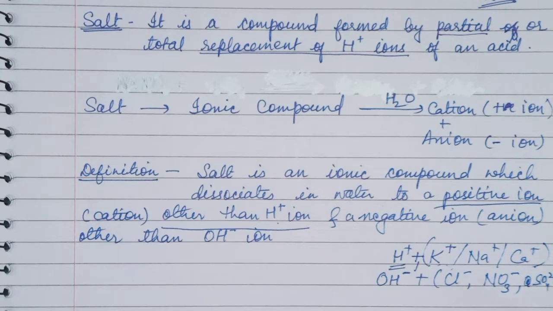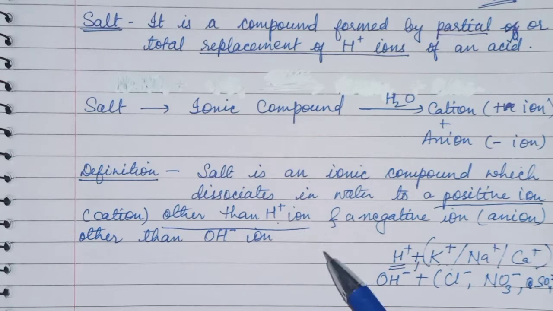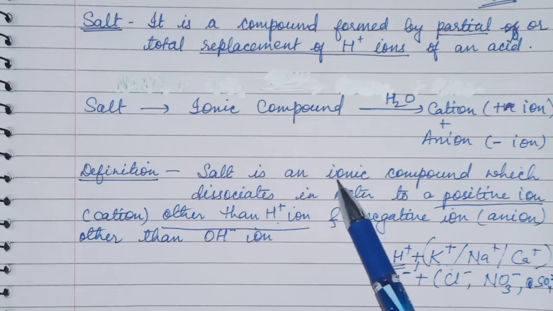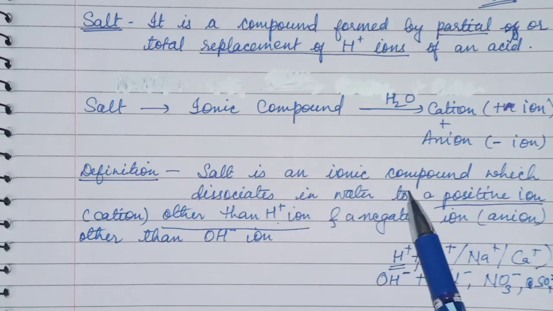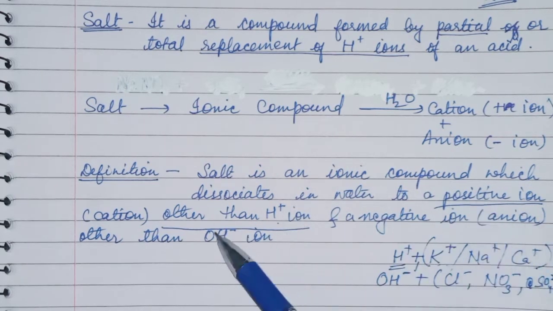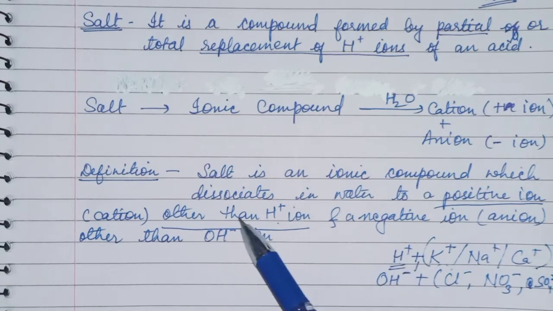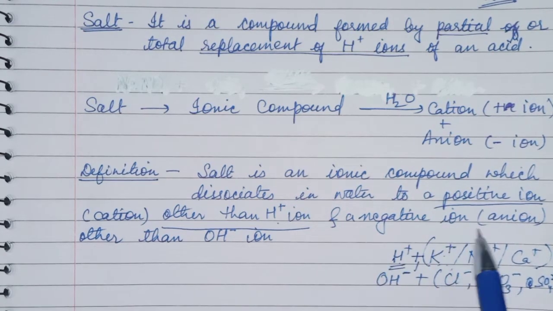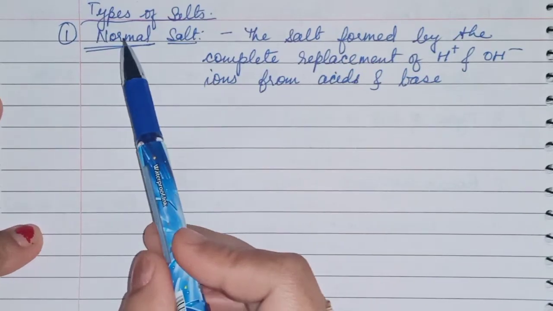So this is the new definition that you have to learn about salt. Salt is an ionic compound which dissociates in water to form a positive ion other than H plus ion, or you can say one positive ion and one H plus ion, and a negative ion, one OH minus ion and any other negative ion. This is the definition that you have to learn, and the types are based on this. Now let's begin with normal salt.